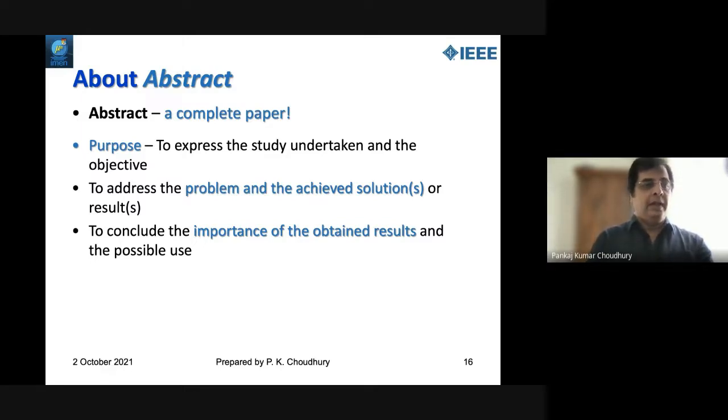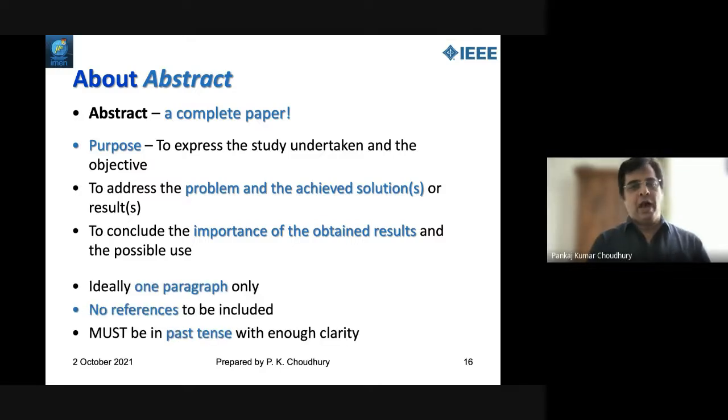So that is why, see, many papers, the idea is very good, but if the paper is badly written, even if you have a very good idea, it may not get enough appreciation. So these guidelines are important, okay? Just remember the purpose: to express the study undertaken and the objective. This is what the abstract is about. One has to address the problem, the achieved solution, the importance, and the obtained results, and then finally the possible usage of it. Ideally, while constructing the abstract, it should be of one paragraph only.